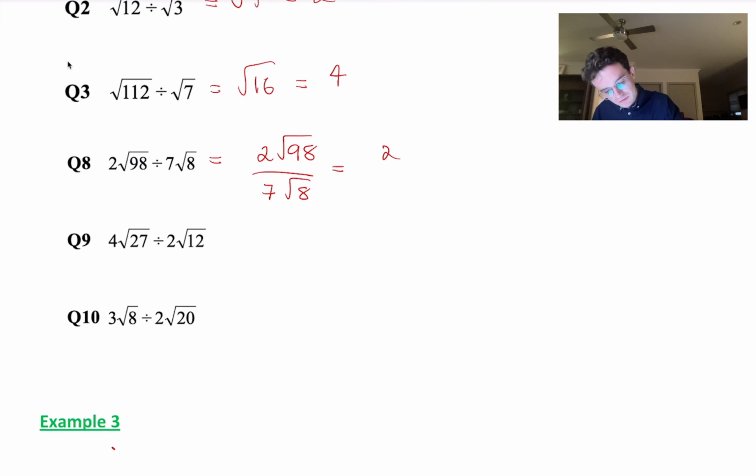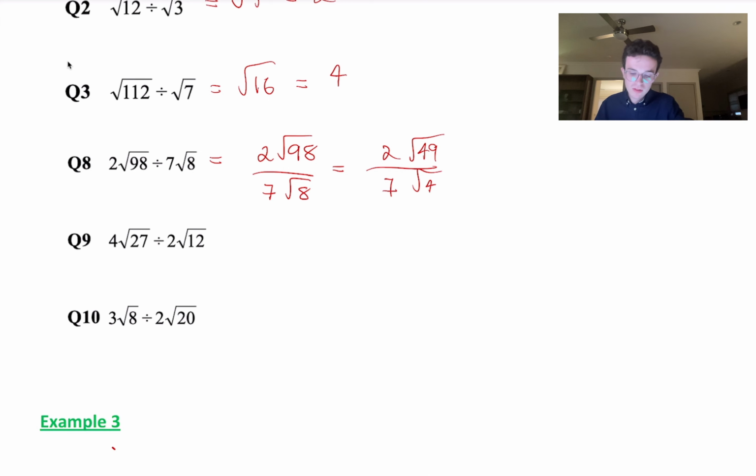Now we can't divide 2 by 7, it's not possible. What we're going to do next is just divide 98 divided by 8. And on our calculator, it gives us 49 on 4. So we're going to express it like that. We're allowed to simplify that.